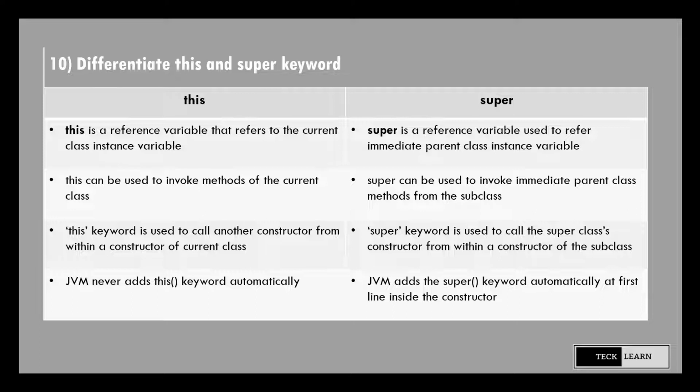The this keyword is used to call another constructor from within a constructor of the current class, whereas the super keyword is used to call the superclass's constructor from within a constructor of the subclass. JVM never adds the this keyword automatically, whereas JVM adds the super keyword automatically at the first line inside the constructor.